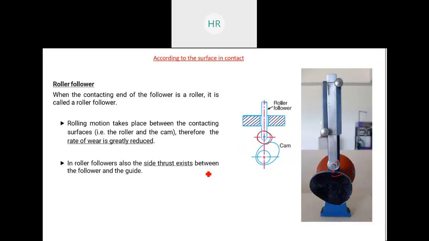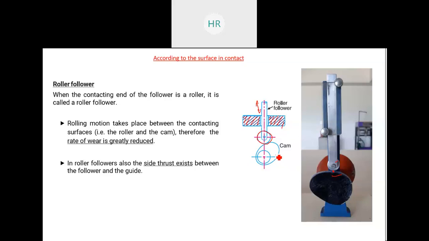In roller followers, also, side thrust exists between the follower and the guide. This thing over here, this fixed frame, is called the guide. Guide means it is guiding the follower to move in this particular direction only, in up and down motion only, vertical direction. You can see, side thrust exists between the follower and the guide. Now, why does side thrust exist?